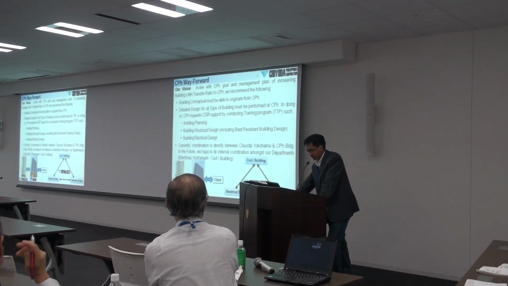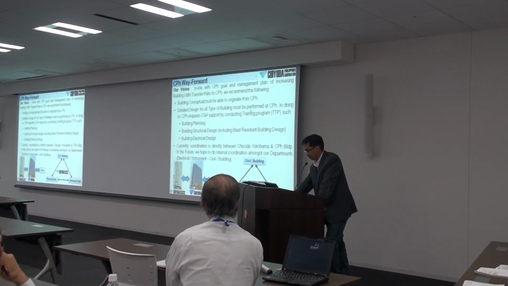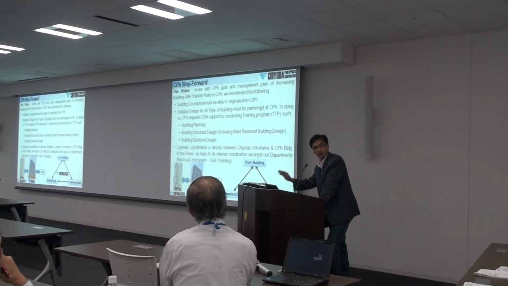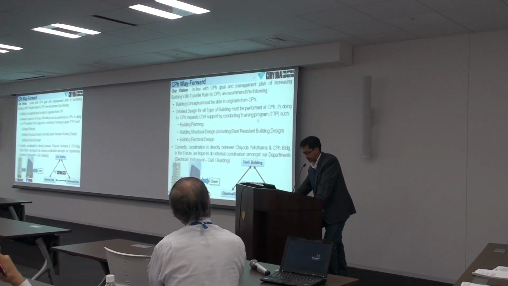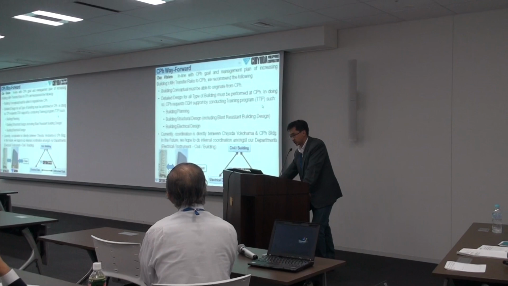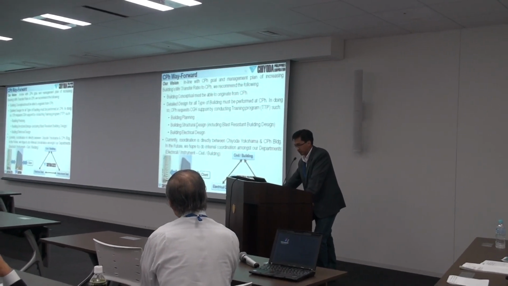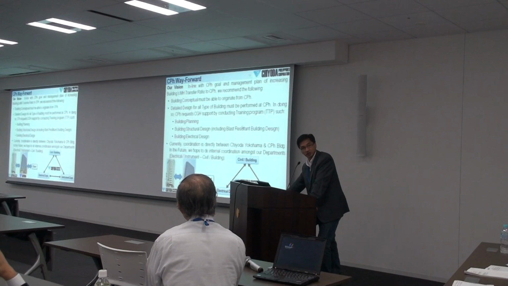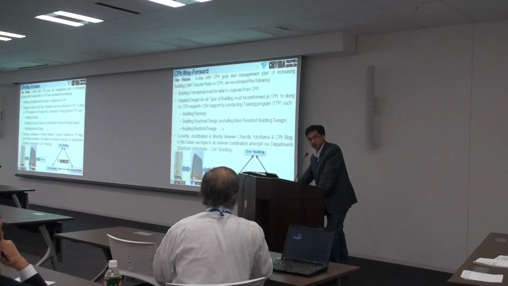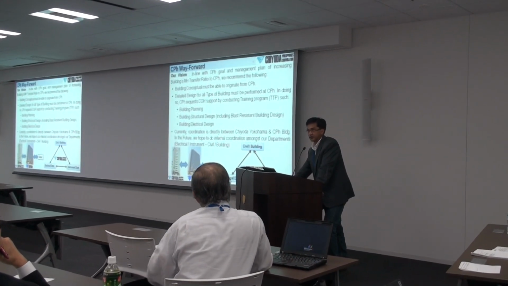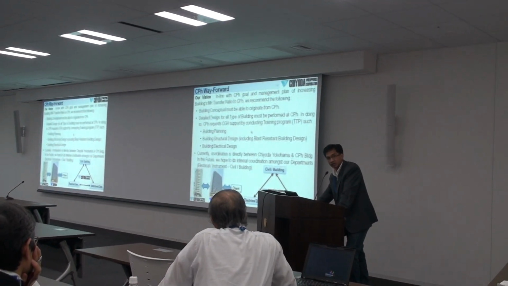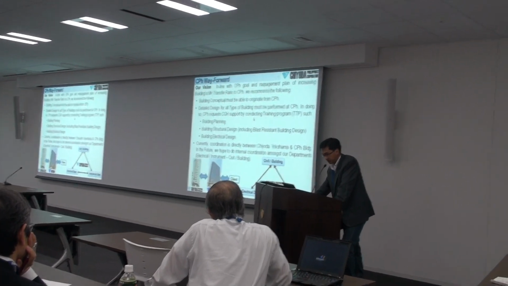Then detailed design for all types of building and phase must also be able to be performed in CPH, because in some items we lack experience, as shown in the previous slide. So CPH requests CGH support by conducting a training program, TTP, such as building planning, building structural design, especially on blast resistant buildings. We are very weak on this part now. And then also building electrical design, because we have young members, but with very good attitude and very good potential. So we need them to be trained, especially the young architects and young mechanical and electrical engineers.